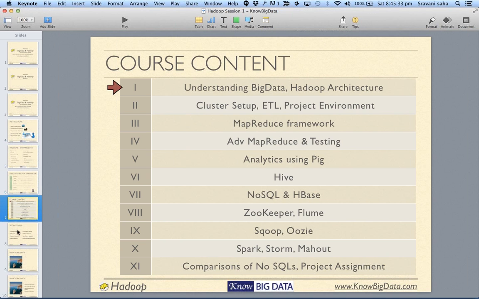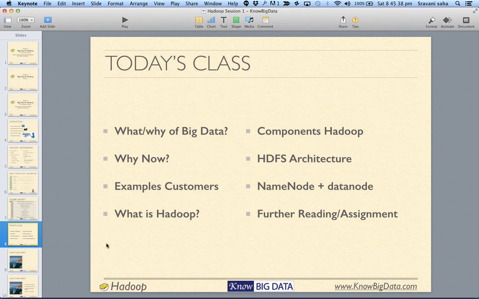All right. Today, out of 11 sessions, this is the first session, and we are going to discuss general things about big data, then a little bit about Hadoop architecture, and then we'll talk about HDFS. The session is going to be very interactive, so feel free to ask questions even in the middle of something. Do not wait for me to finish. You can ask a question, I'll finish and then answer your questions.